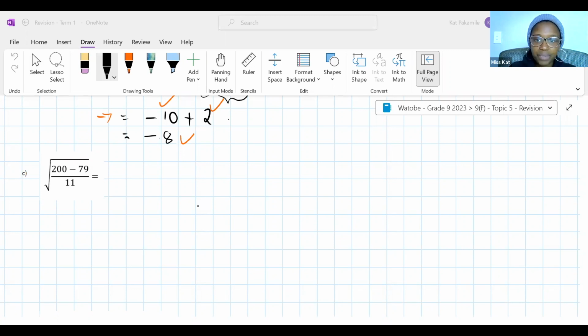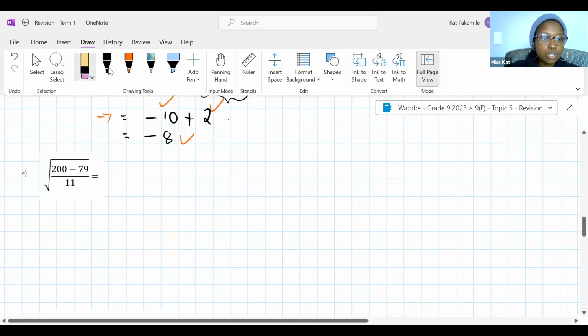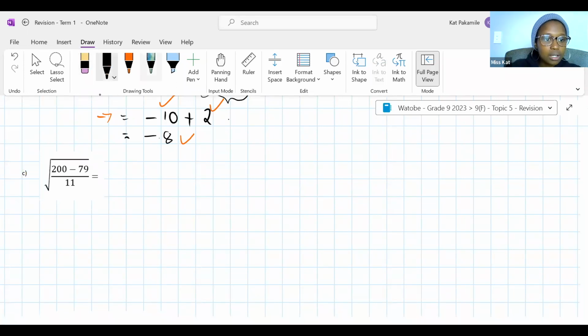What's going on? Hi, Nolitando. Hi, ma'am. I think that you should minus 200 minus 79. That is correct. This surd thing acts like a big bracket, guys. If we had brackets here, you would first subtract them. You can't first do the surd even though it comes after what? Brackets. So you treat this as a bracket.